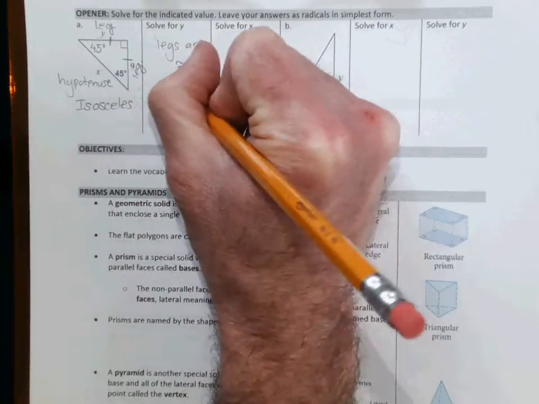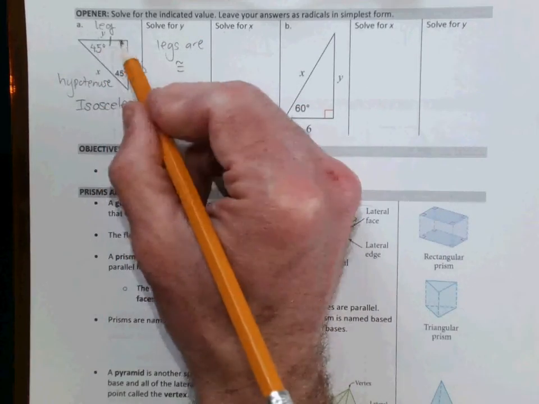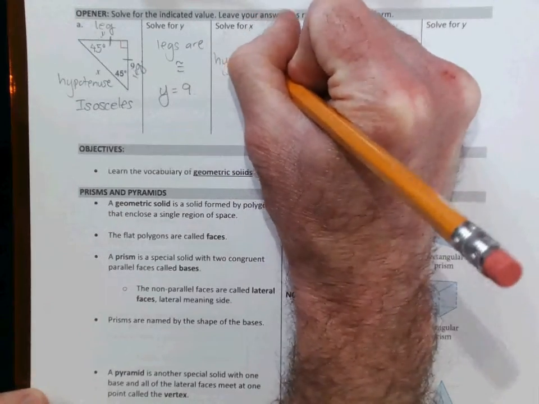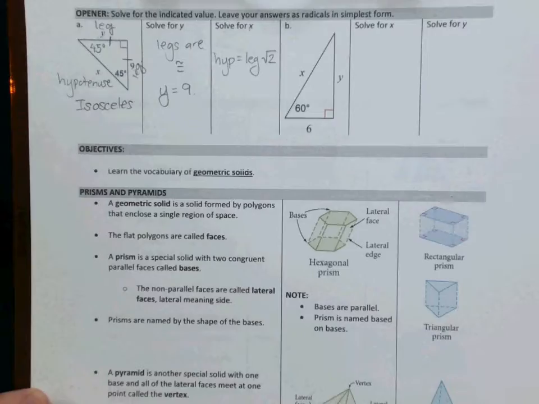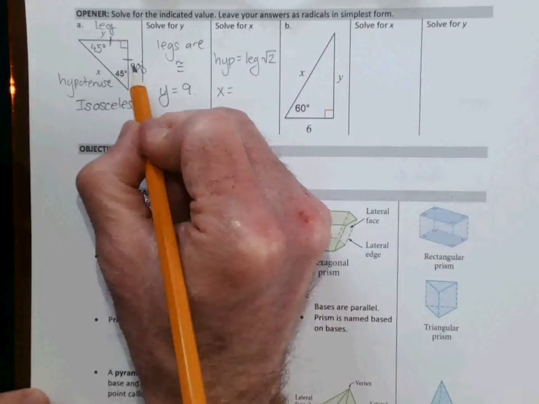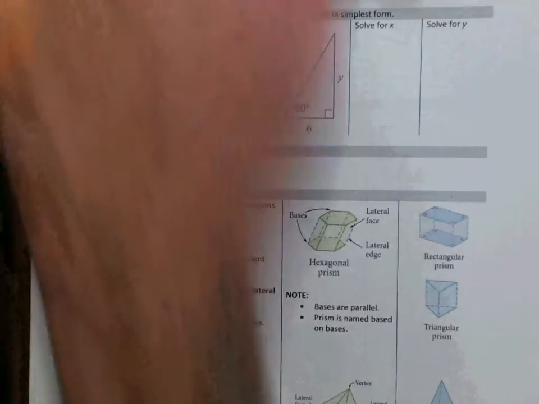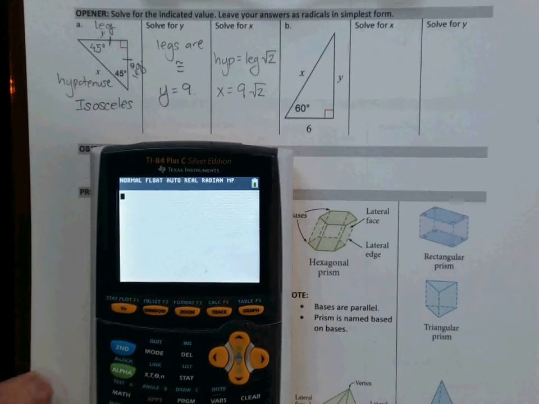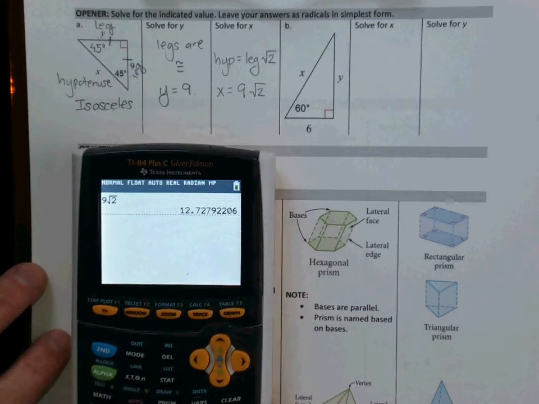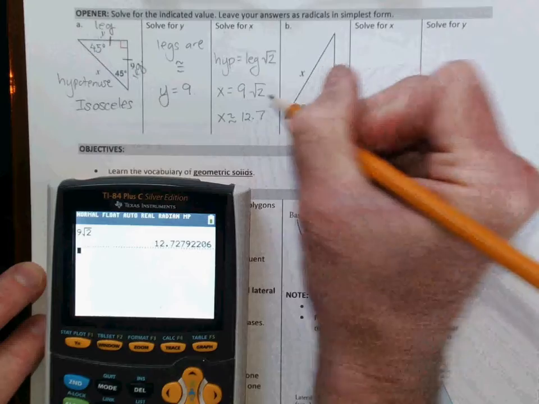For x, the hypotenuse, the relationship in a 45, 45, 90 triangle is the hypotenuse, I'll use HYP, is equal to the length of a leg times the square root of 2. So the hypotenuse, in this case, is x, is equal to the length of a leg, 9, square root of 2. And if we want to use a calculator to get an approximate of what that is, 9 square root of 2, so that's approximately 12.7. Make sure you know the form with the square root though.